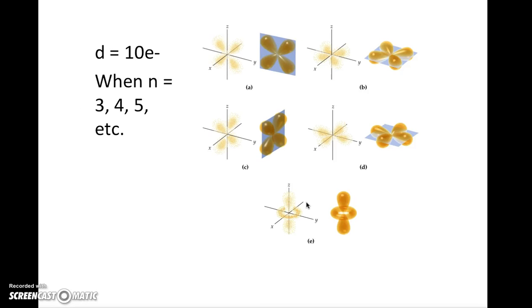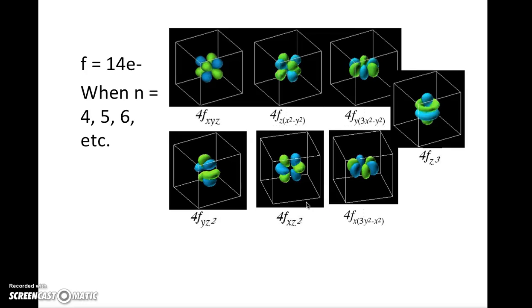For D, we have 5 potential orientations, 5 orbitals within that sublevel. Each one now holds 2 electrons for a total of 10. D doesn't show up until energy level 3. So again, we don't have a 1D or a 2D, but we have a 3D, 4D, 5D, etc. F has 7 for a total of 14 electrons, and this one doesn't show up till 4. So no 1F, 2F, or 3F, but we do have a 4F, 5F, 6F, etc.